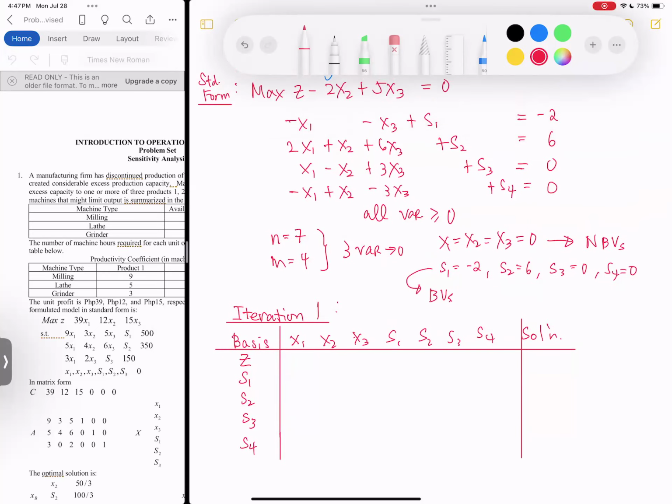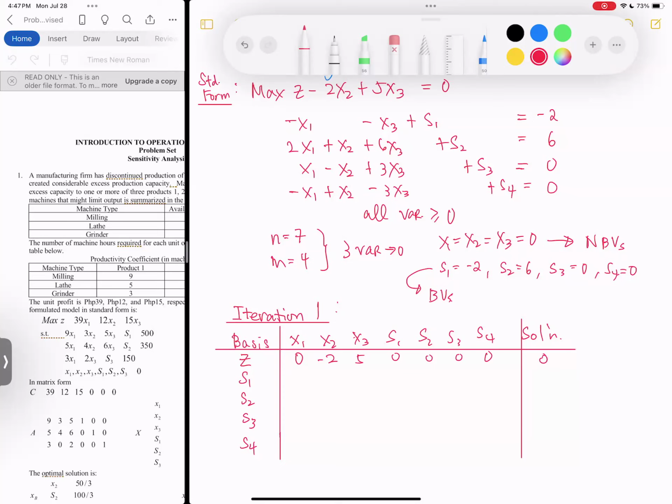What's the coefficient of x1 here? 0, sir. Okay, thank you. 0. Then you just follow this one. You refer to this standard form. Okay, and transfer -2, 5. All of this will be 0. Then your z is 0.